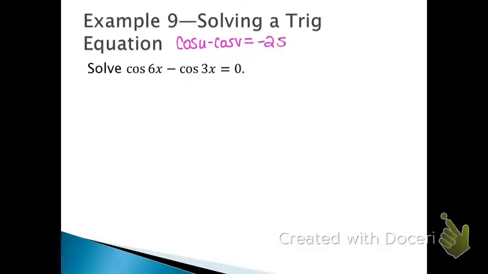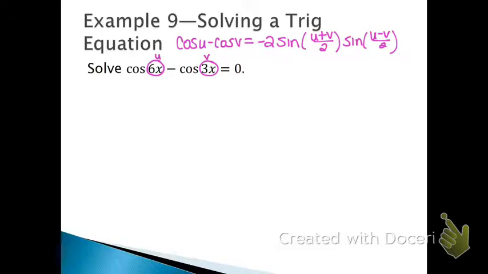Good. Cosine of u minus cosine of v equals 2 sine of (u plus v) over 2 times sine of (u minus v) over 2. So it told us that formula, right? What is u going to be? 6x. And what is v going to be? 3x. All right.